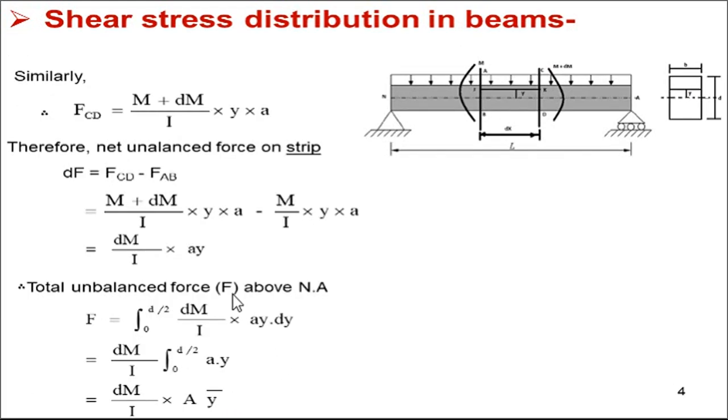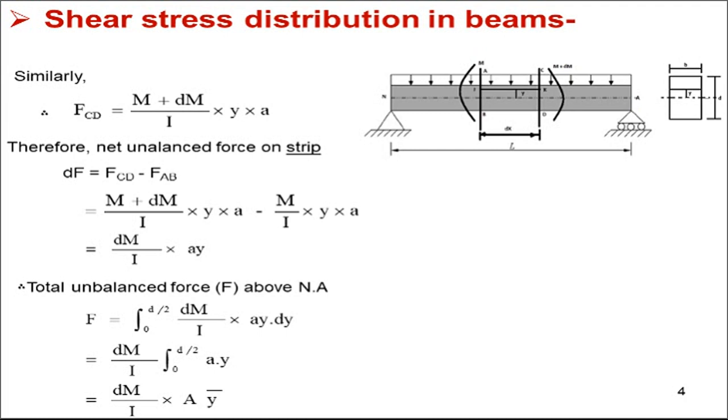Similarly, the force FCD is again stress into area, because we know the basic relation that force is equal to stress into area. So the stress for the CD section is M plus dM divided by I into y. This is only the stress, and the small area is the cross-sectional area of the strip, small a. Therefore, the net balance force on a strip.